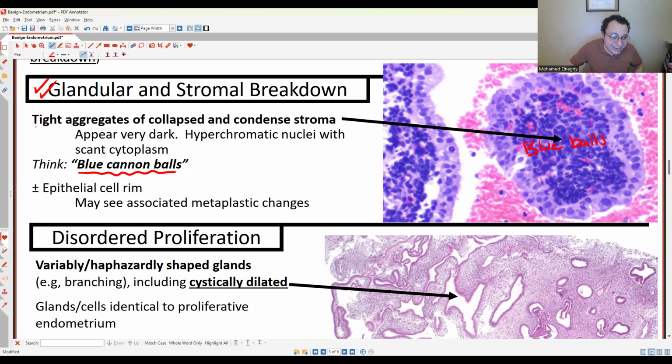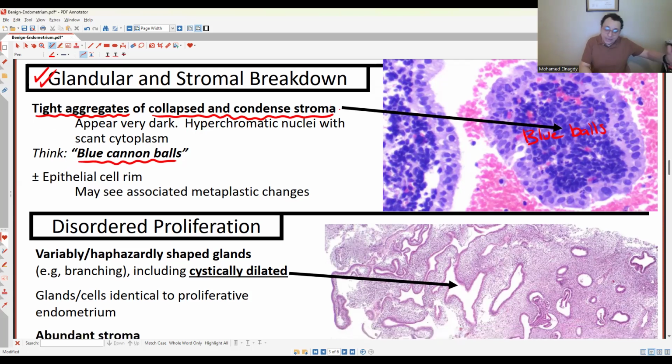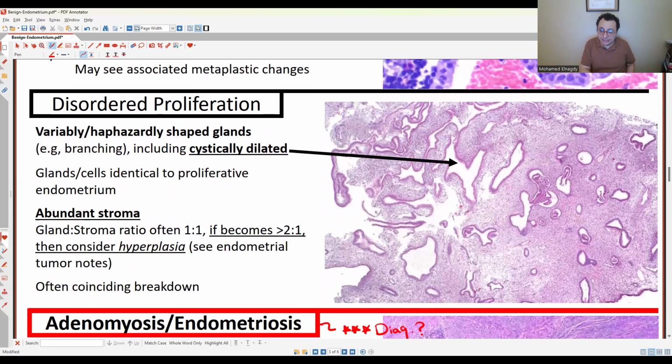These are like tight aggregates of collapsed and condensed stroma, which break down and fall apart in lakes of blood, in lakes of hemorrhage. That's what we call glandular and stromal breakdown. So you would say dysfunctional endometrium with glandular and stromal breakdown. Next line, negative for malignancy. That's how it's signed out classically.